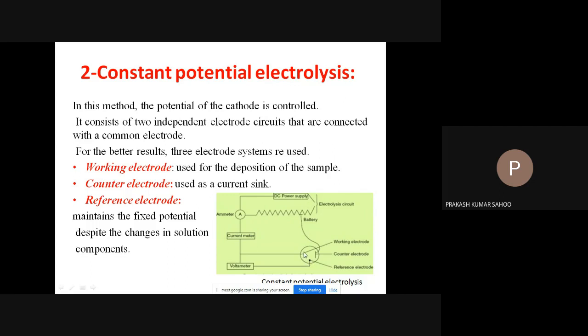The working electrode is the cathode, where the metal is deposited and estimated gravimetrically, that is by weight determination. This is the counter electrode, the anodic part, where oxidation takes place and electrons are generated. So electrons are generated here, and metal is deposited here, and these are connected through an ammeter and direct current supply. This will be the constant potential electrolysis in the electrogravimetric apparatus.